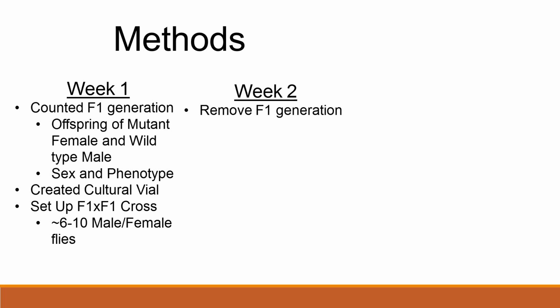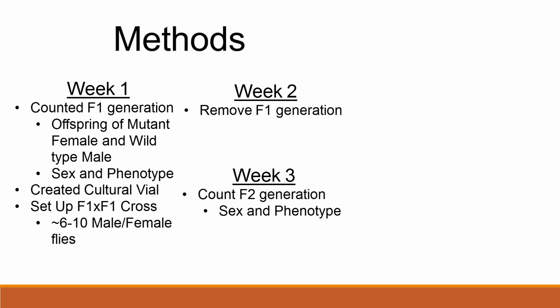In week 2, we removed the F1 generation because they had already bred and created the F2 generation, which was in its pupa and larva stage. We did not need the F1 generation, and we essentially disposed of them. And we also did not want the F1 generation crossbreeding with the F2 generation.